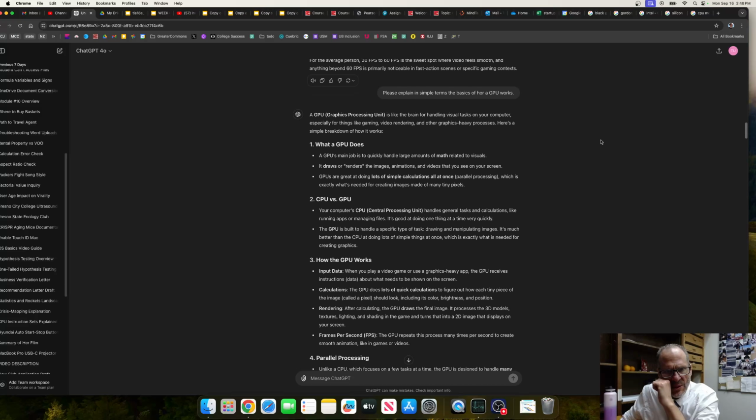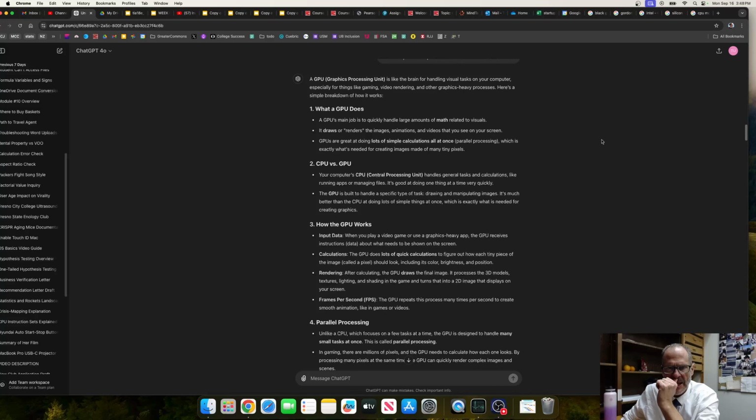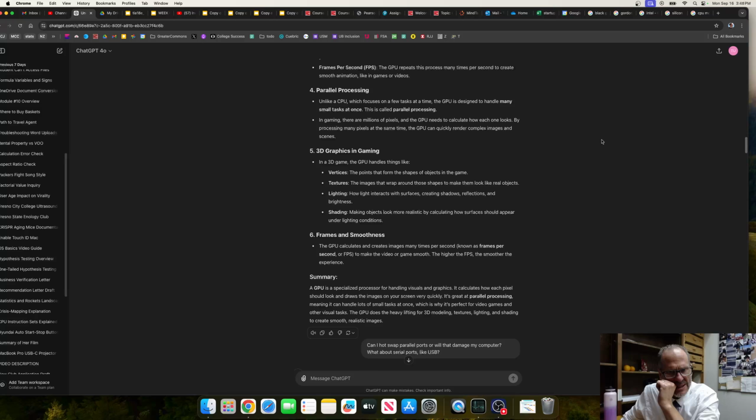And so here's a little bit more about the GPU and what it does. You can pause the video and read about that. It's good to know about. And then here's a little bit more about parallel processing and gaming and frames and smoothness. So you could pause the video and read about that.